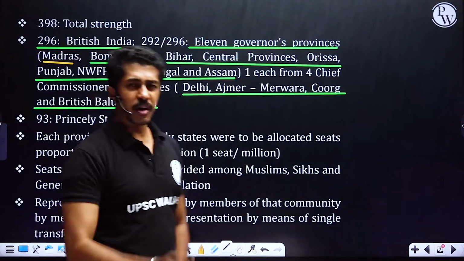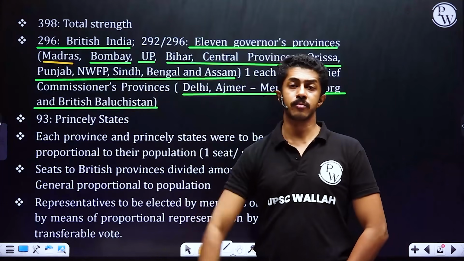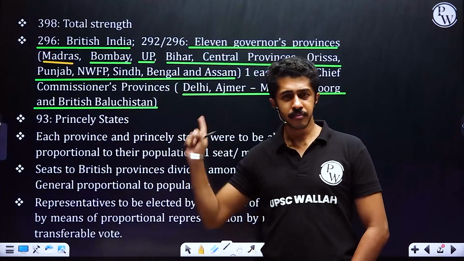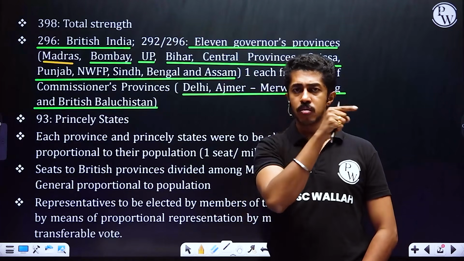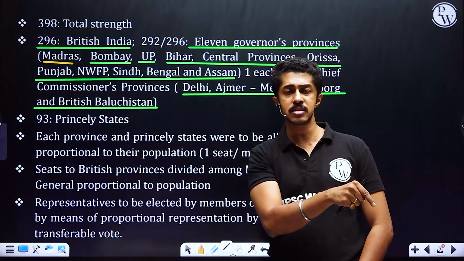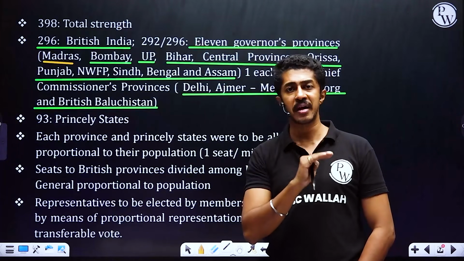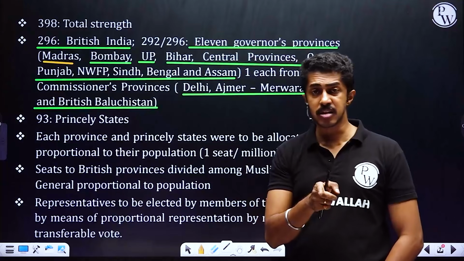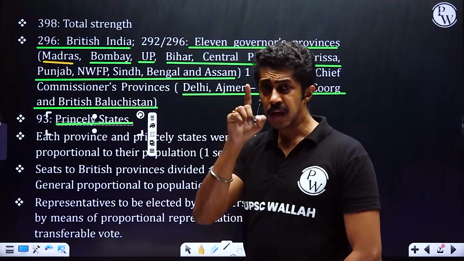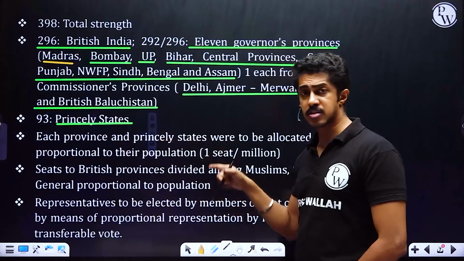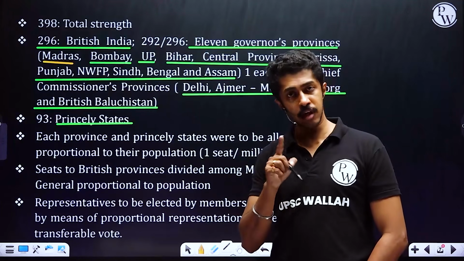Alright, I know remembering those 11 can be slightly difficult, but try to remember these 4. So 296 over, 292 under 11 governors' provinces, 4 Chief Commissioners' provinces, 292 plus 4, 296. 93 seats reserved for princely states. Each province and princely state was to be allocated seats proportional to what? Their population.